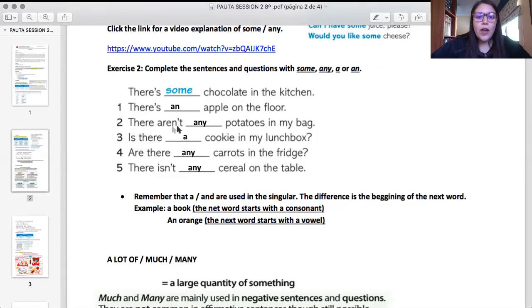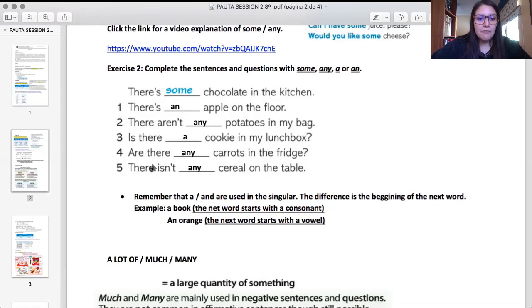Number 2, there aren't any potatoes in my bag. We use any because it's a negative sentence, and it's potatoes. Number 3, is there a cookie in my lunchbox? We have a singular noun, and it starts with a consonant, so we use a. Number 4, are there any carrots in the fridge? It's a question, so in questions we use any, and carrots is plural.